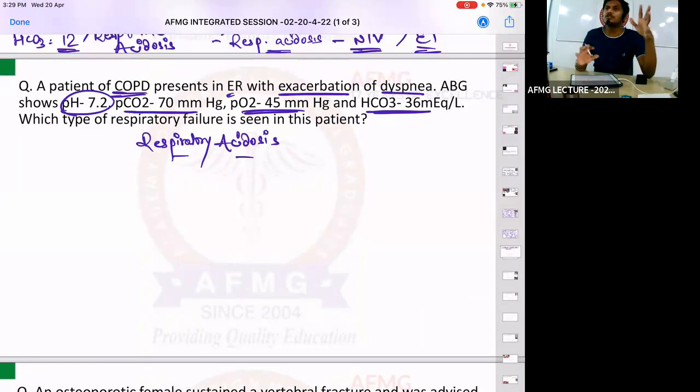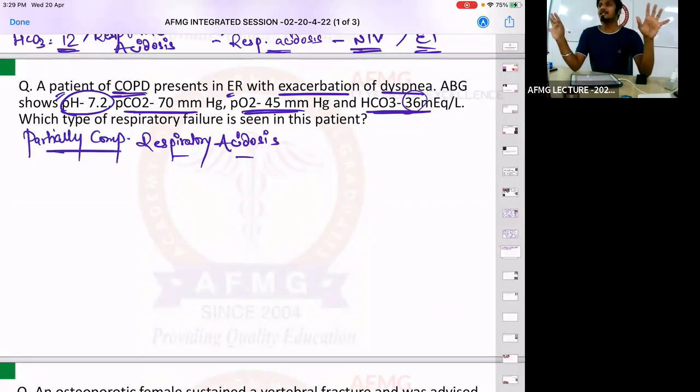Partial pressure of oxygen, which is normally 60 to 100 mm of Hg, would be decreased, and it is seen in this case. Bicarbonates are 36, means there is metabolic alkalosis. If there is respiratory acidosis and metabolic alkalosis together, this is called compensation. But pH is still low. So is it full compensation or partial compensation? So the diagnosis is partially compensated respiratory acidosis. Understood? You solved it by yourself. No issues with this now.